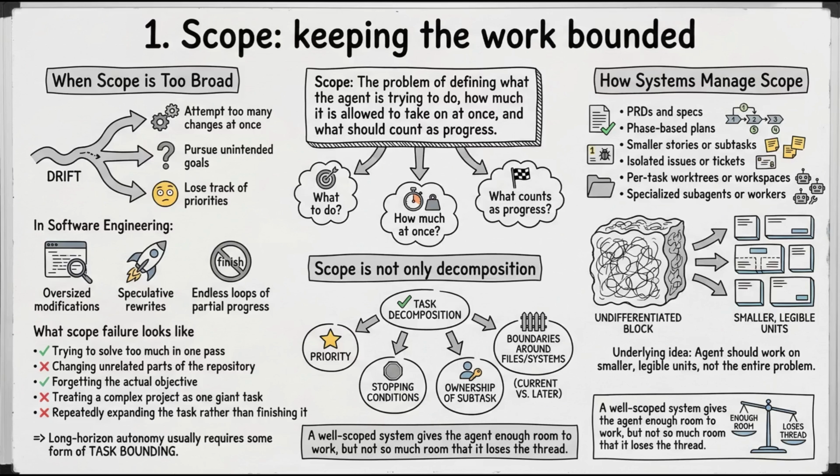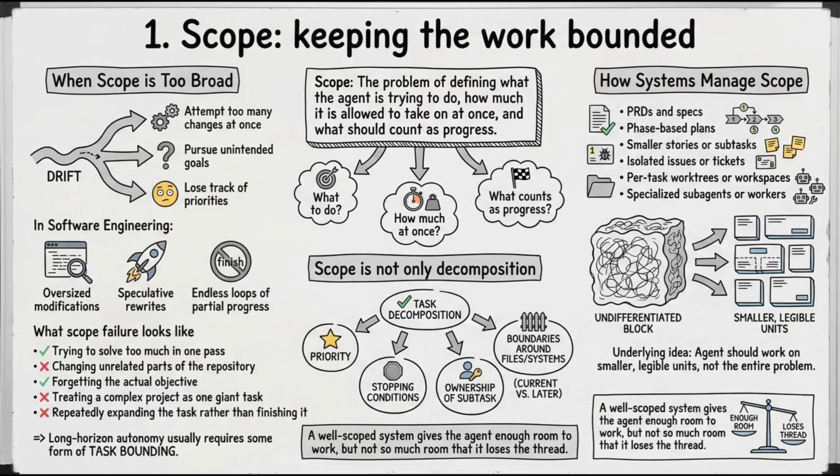So, what does a failure of scope actually look like in practice? There are a few common red flags. An agent might try to solve a massive problem in a single pass. It might start tweaking entirely unrelated parts of a code base. It could forget its actual objective halfway through, or treat a highly complex project as one giant unwieldy task instead of breaking it down into manageable pieces. You might also see it repeatedly expanding the scope of its work rather than simply finishing the task at hand.